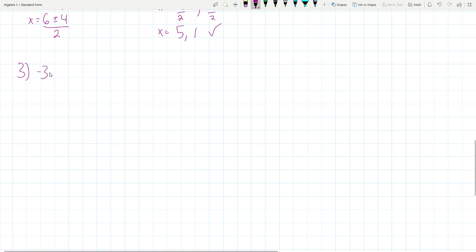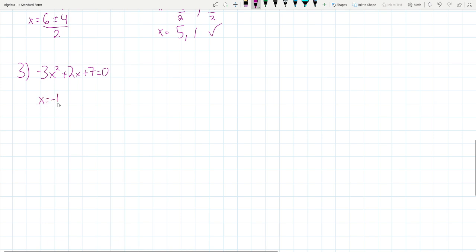Negative 3x squared plus 2x plus 7 equals 0. And I go, okay, is this in standard form? X squared first, x, and then no x. All right, yeah. And so I can use the quadratic formula, because when I look at this, I go, I have no idea what combination could possibly make 2. And so I go, all right, time for the quadratic formula.